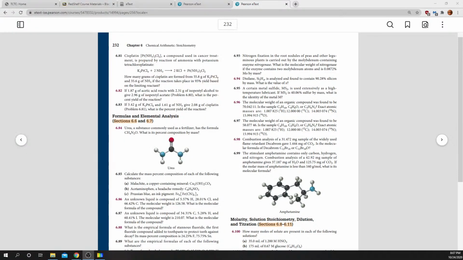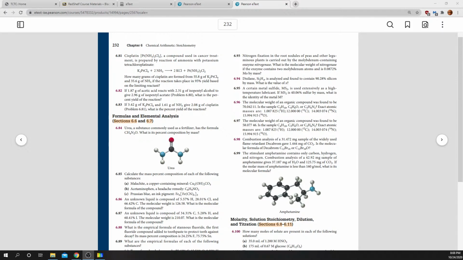We are going to finish up these Chapter 6 problems. There were quite a lot of them. First up, problem 84. Urea, a substance commonly used as a fertilizer, has the formula CH4N2O. What is its percent composition by mass?